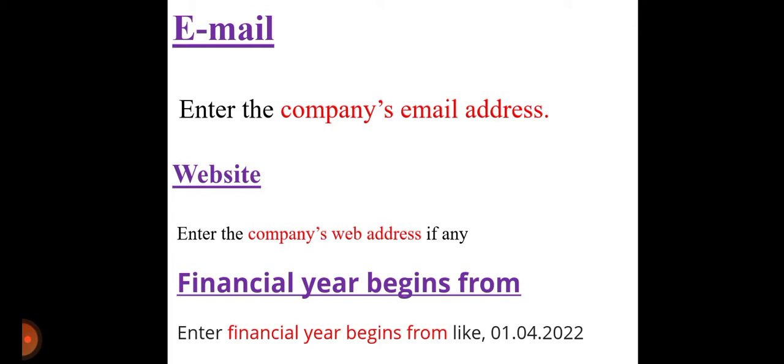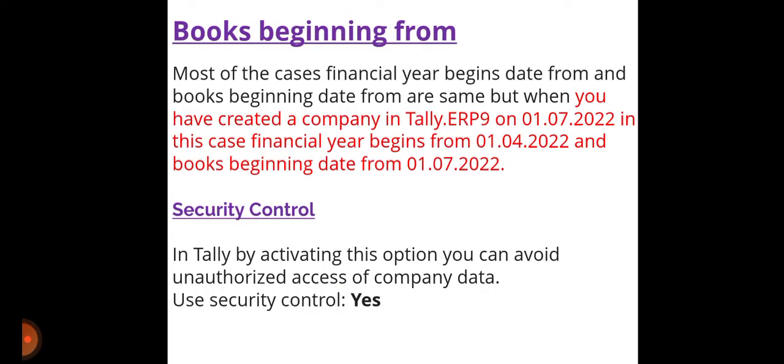Financial year begins from. Here, enter the date the financial year begins from, like 1st April 2022. Books beginning from. In most cases, financial year begins from and books beginning date are the same. But when you have created a company in Tally ERP9 on 1st July, then in this case, financial year begins from is 1st April and books beginning date is 1st July.